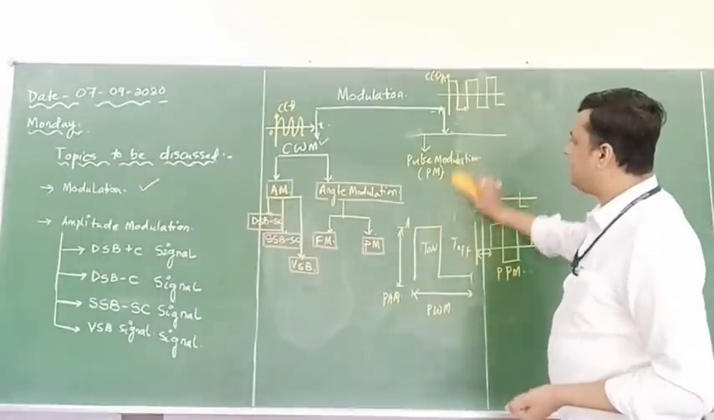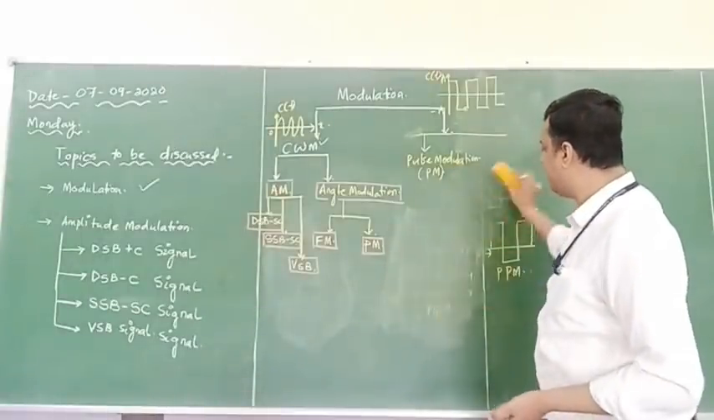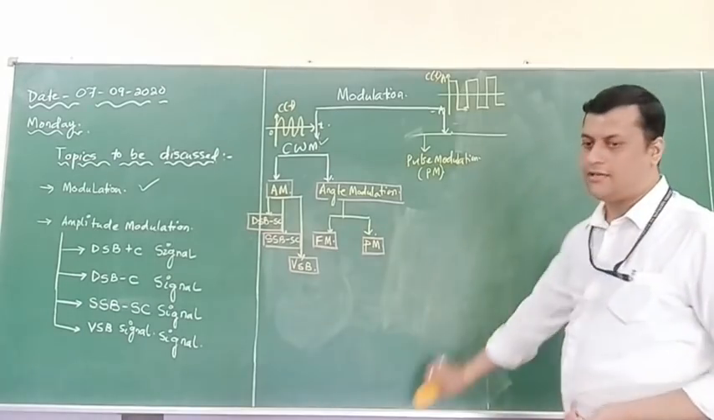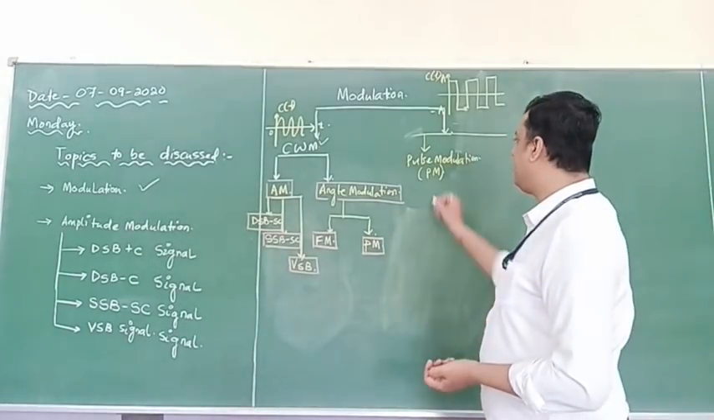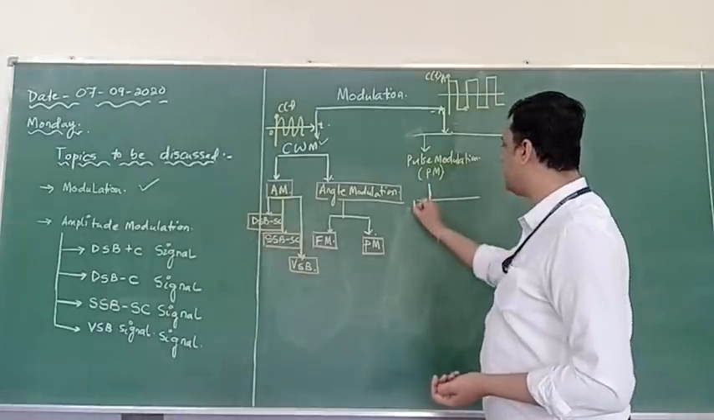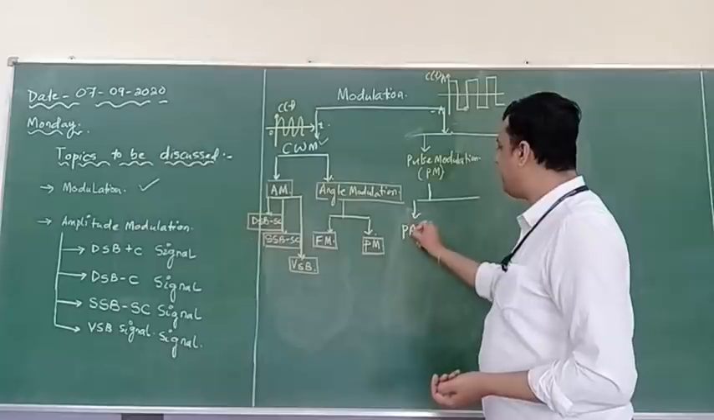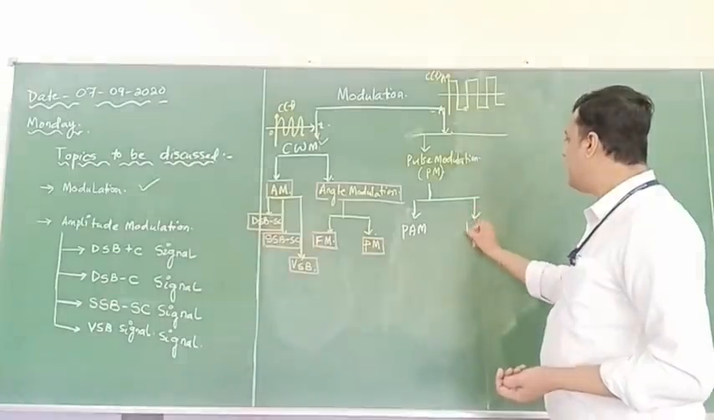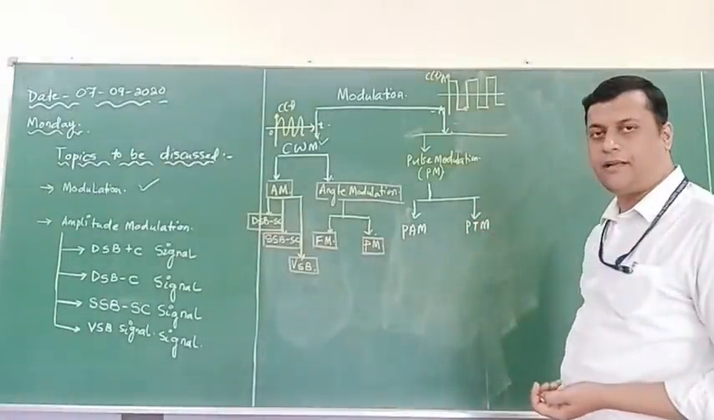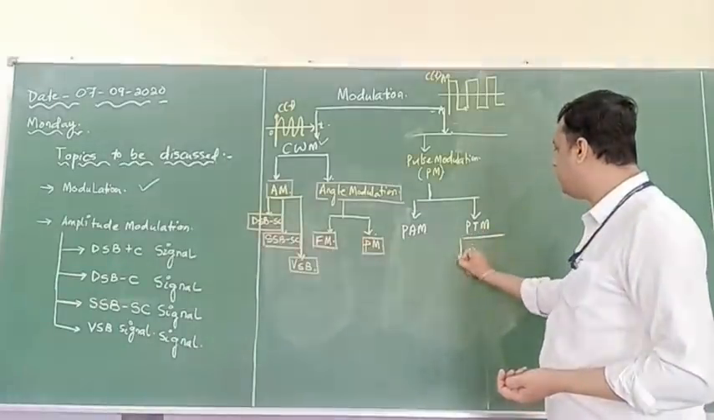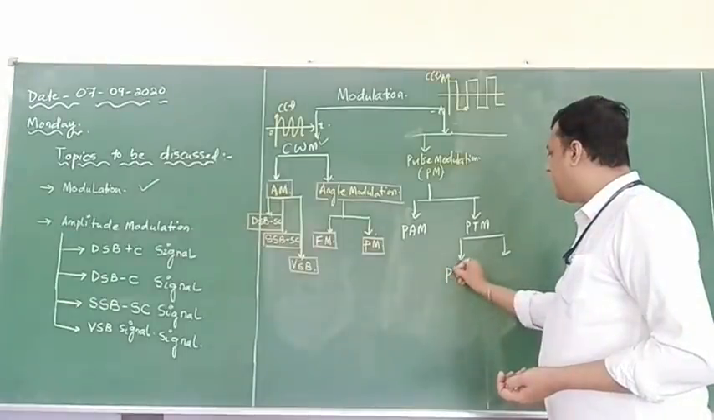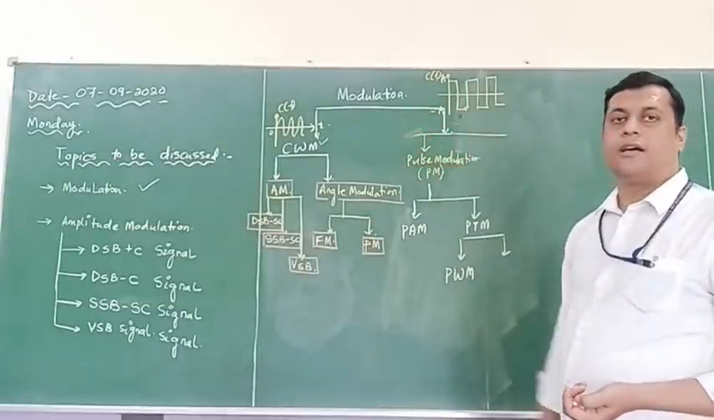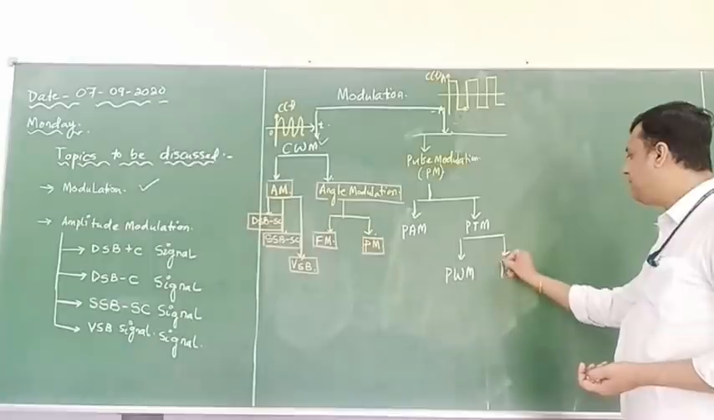So this comes under pulse modulation, which we will go through briefly in the coming module sections. For the time being, we will only discuss the types of pulse modulation. One is pulse amplitude modulation, where the amplitude of the pulse changes. Another is pulse time modulation, which is divided into two categories: pulse width modulation, where we change the width of the pulse according to the modulating signal, as well as the position of the pulse.